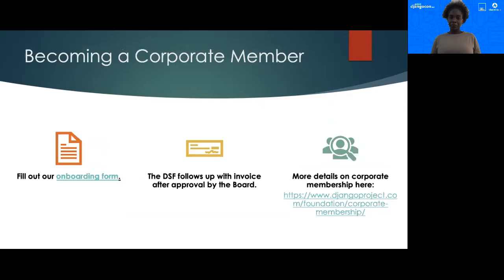So how do you become a corporate member of the DSF? You apply to become a corporate member by filling out our onboarding form on the corporate members page of our website. The DSF board will vote to approve your membership application, and if approved, follows up with an invoice. You pay up and will be asked to renew annually, which you can choose to renew or not. Hopefully you will renew.